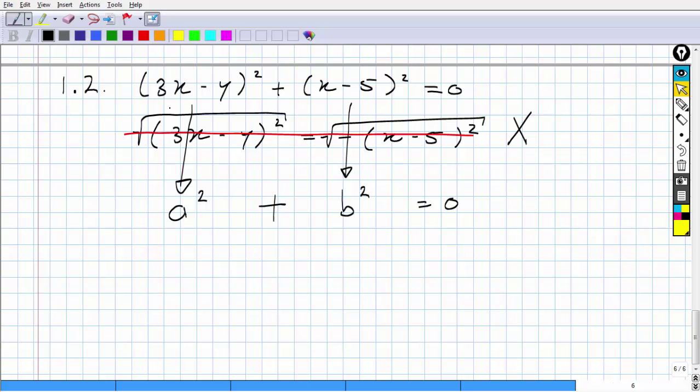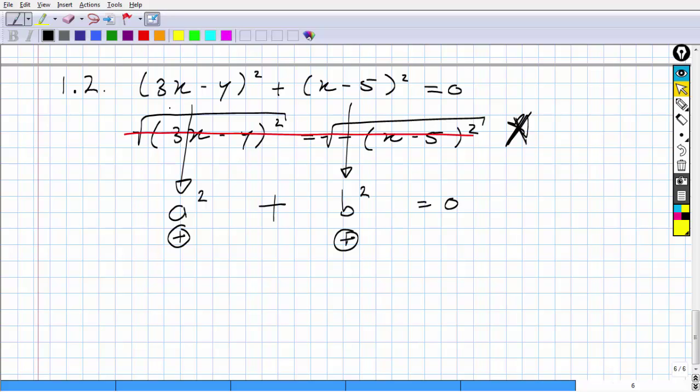Now, we cannot have a number, any number, whether it's positive or negative, and square it and get a negative number. This is always going to be a positive number. Same for this one. We're always going to have a positive number. And the only positive numbers that we can add together, because there's a plus here. If there's a minus, different story. Then we use this guy. But there's not. There's a plus.